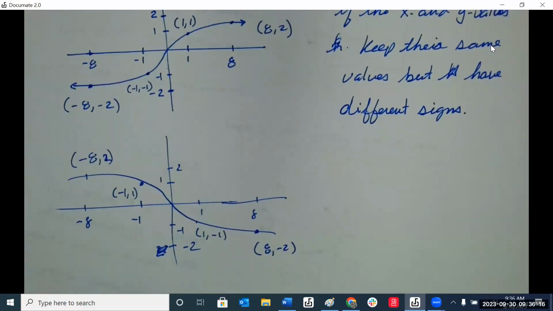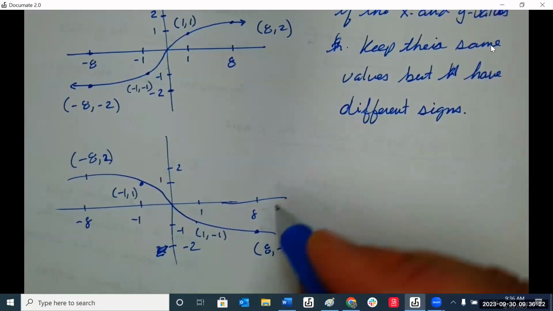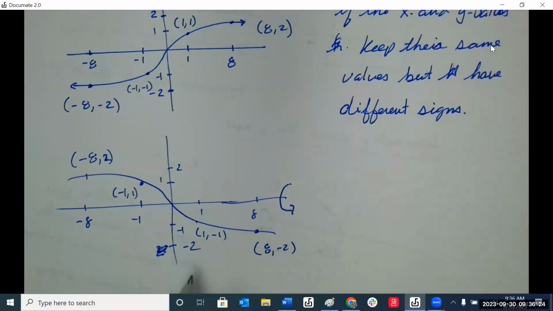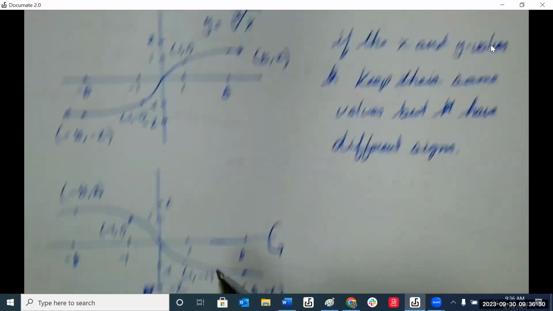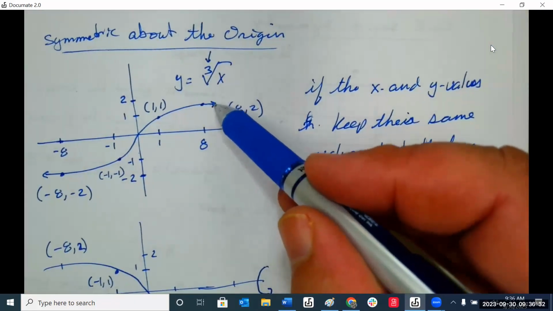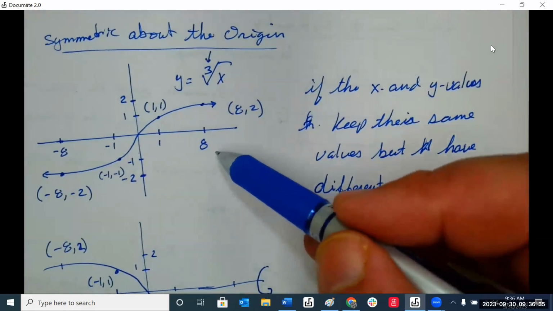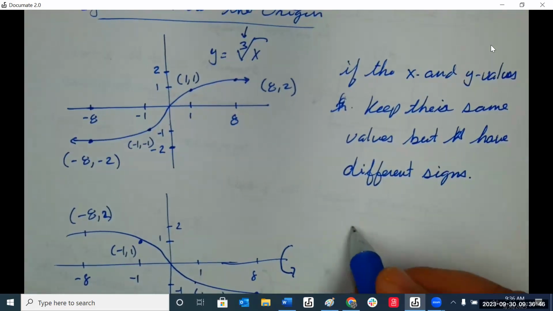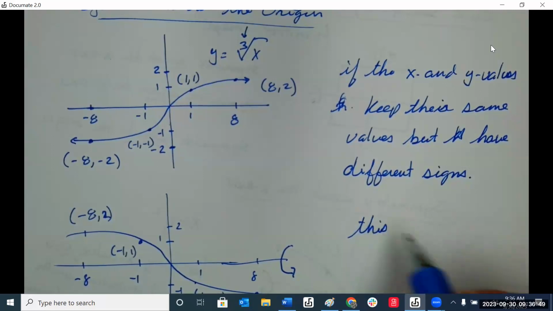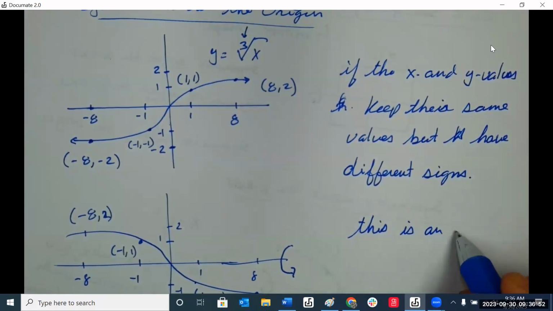If you think about it, if it's flipped across the origin, it's flipped across the x-axis and then across the y-axis. If I took this graph and flipped it over, it's over here. And then if I flip it over again, it's over here. So if it's across the origin, it's across both the x and the y-axis. This is an odd function.